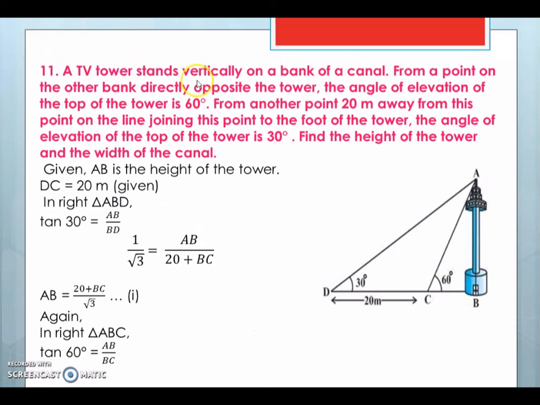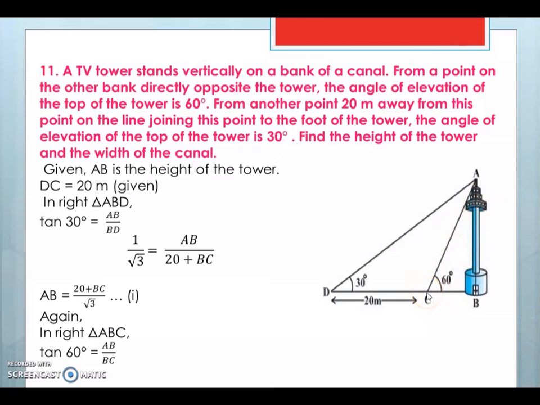A TV tower stands vertically on a bank of a canal. From a point on the other bank directly opposite the tower, the angle of elevation of the top of the tower is 60 degree. So this is the TV tower and this is standing on the bank of a canal. That means one end. From the other end, that is directly opposite, the angle of elevation is 60 degree. Angle of elevation to the top of the tower.